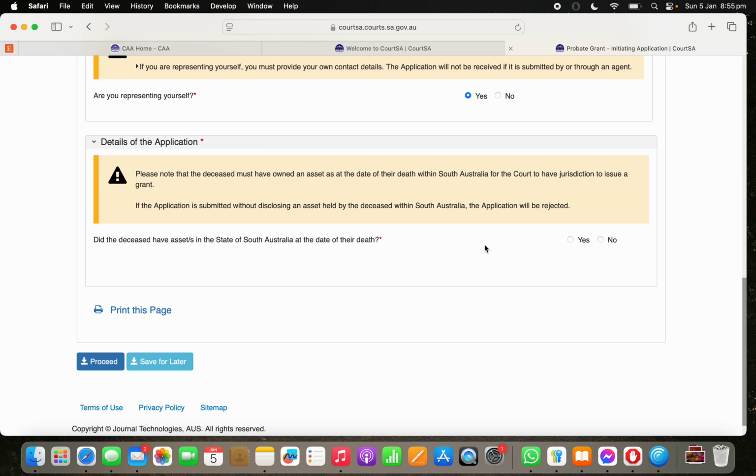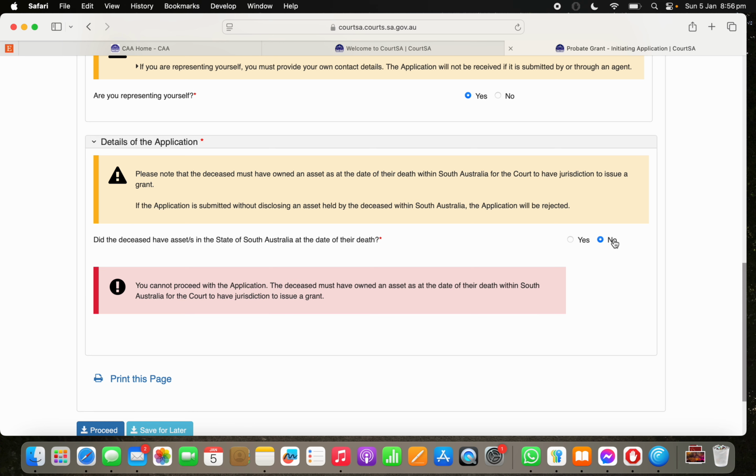Did the deceased have an asset in the state of South Australia at the date of their death? Now this is fundamental to any grant application that is being lodged, because without an asset here in the state of South Australia, in the deceased's sole name as at date of death, the probate registry do not have jurisdiction to issue a grant. If you click no, for example, you get a red box saying you can't proceed any further. Therefore, you must have an asset here.